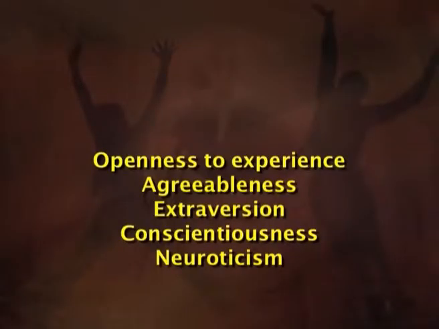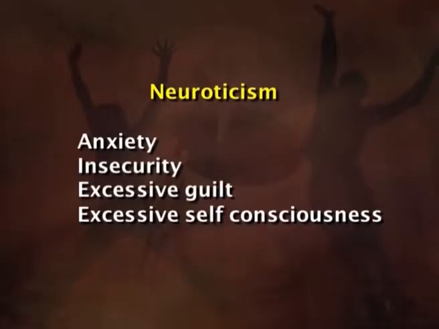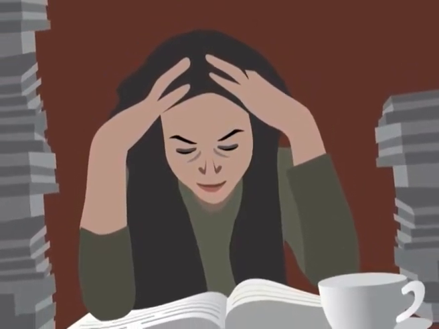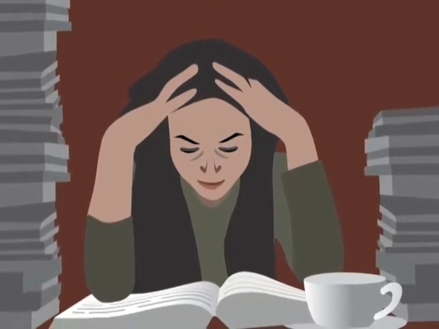For instance, we know the Big Five model of personality developed by Costa and McCrae. Their Big Five factors of openness to experience, agreeableness, extraversion, conscientiousness, and neuroticism, which many researchers believe reflect almost all facets of the human personality. Now, there is one factor in this, neuroticism, which is characterized by anxiety, insecurity, excessive guilt, and excessive self-consciousness. And all of these are personality factors which may predispose an individual towards mental disorder.